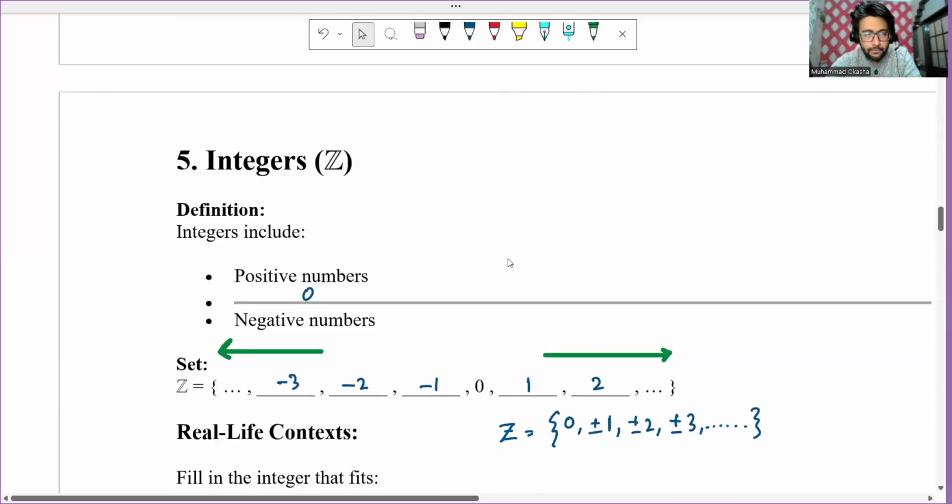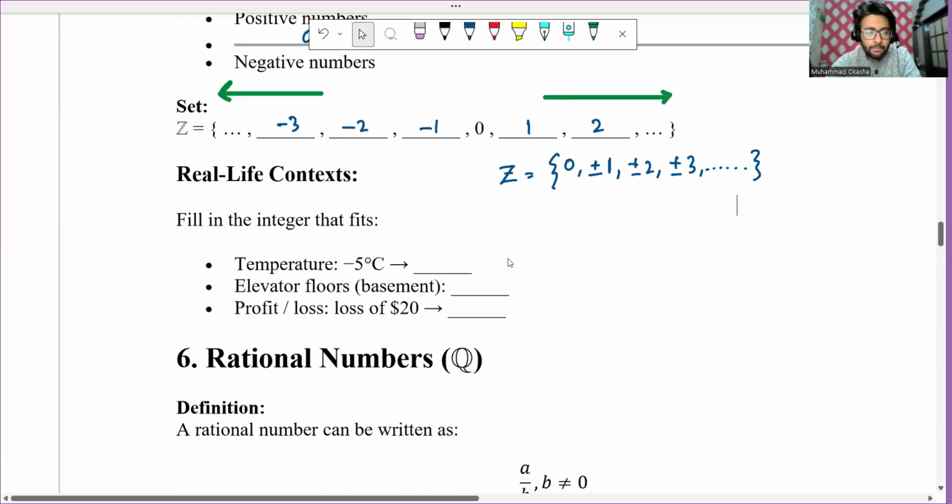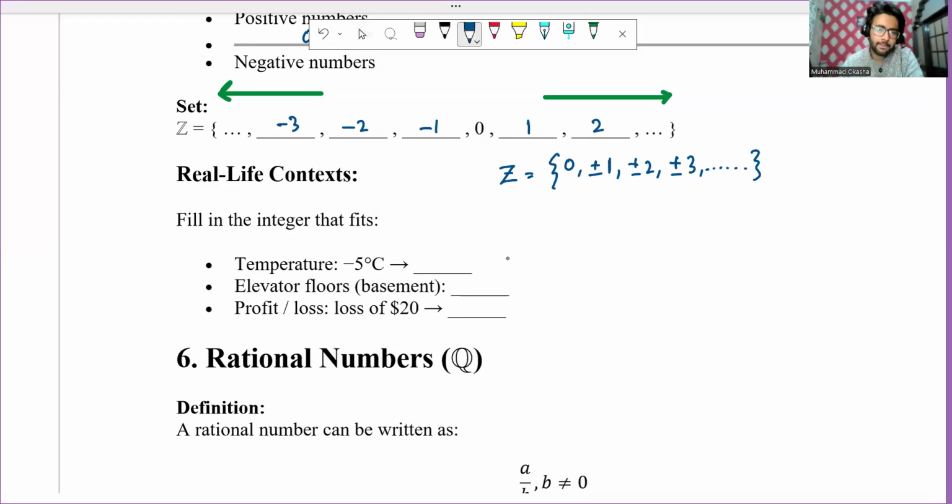How are integers useful in real life? For example, temperature. We just talked about temperature. Temperature can be -5, right? So it's a negative integer.